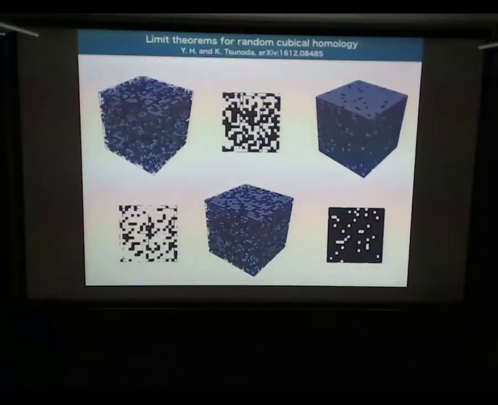And let me now start the main, the mathematical part. First, I will focus on the limit theorems for random cubical homologies. This is joint work with Kenkichi Tsunoda, and the detail is available from this arXiv paper. So here I'm interested in the scaling limit of the cubical homology, random cubical homology.